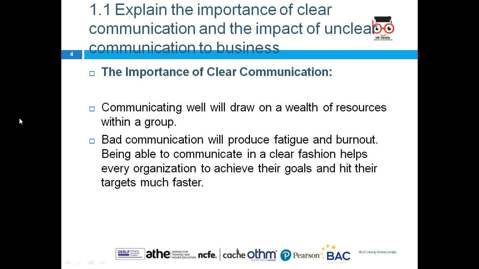But if you had bad communication, that'll just produce a burnout. It'll be where you don't actually want to go into work. You'll dread speaking to certain people, or you won't even know exactly what's going on. So when you communicate in a clear fashion, it really helps because it'll give you a chance to hit your goals and your targets a lot faster because you know exactly what's going on, don't you? It's very important. Yeah. If you don't know what's going on, then you'll probably end up saying, I'm not bothered.